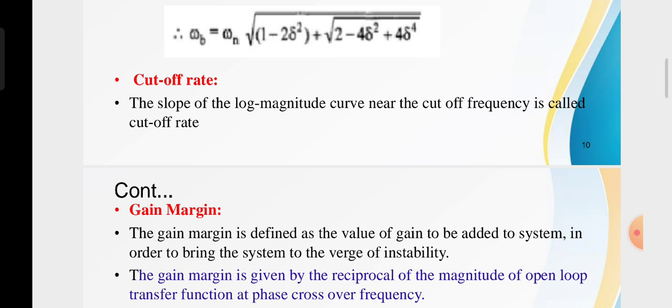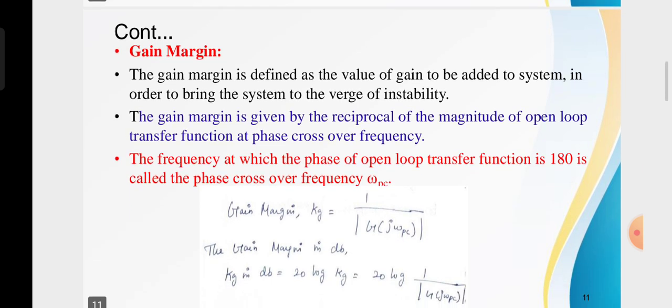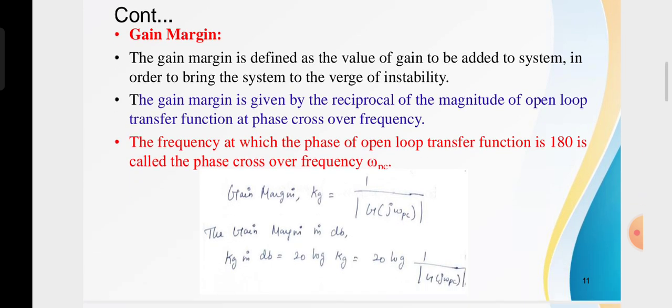Cutoff rate: the slope of the log magnitude curve near the cutoff frequency is called the cutoff rate. And gain margin: the gain margin is defined as the value of gain to be added to the system in order to bring the system to the verge of instability. The gain margin is given by the reciprocal of the magnitude of the open loop transfer function at the phase crossover frequency.